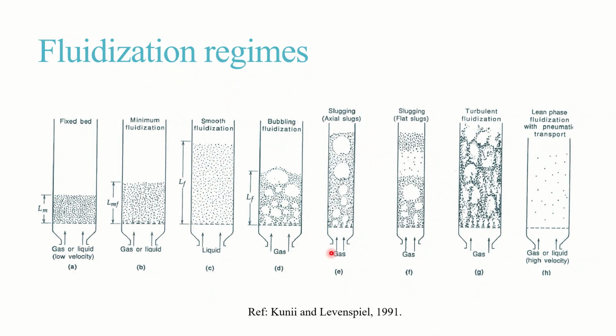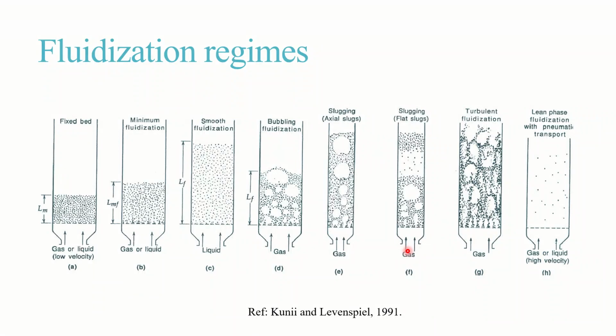With further increase in the gas velocity, the bubbles start to grow in size, and once the bubbles almost reach 3/4 the size of the diameter of the column, slugging happens. That is where the bubbles grow almost 3/4 of the size of the column. This is known as axial slugs.